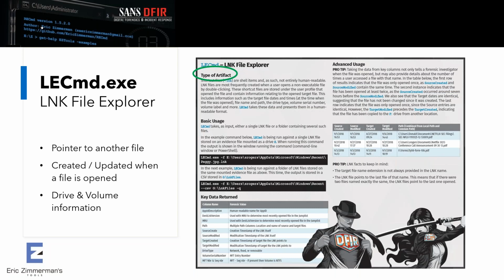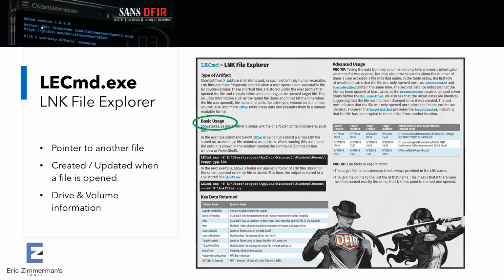So the LNK files are also one of the forms of shell items that we talk about in Windows forensics. The other two being jump lists and shellbags. So basically a shell item is a pointer. It's a pointer to some other object. And in the case of a LNK file, that other object is another file.